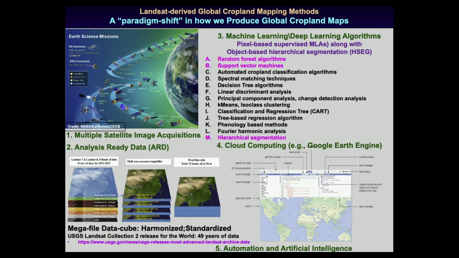Because of the cloud power that we have, like Google Earth Engine or Amazon Web Services, we can do this right in the cloud, not by downloading data. So we don't have to download and store all that data, which saves a lot of time and effort. And then you have all these machine learning algorithms, like random forest, support vector machines, and object-oriented methods like hierarchical segmentation. I don't have time to go into each one of these, but we have written several papers on all of this, and we have worked on all of it.